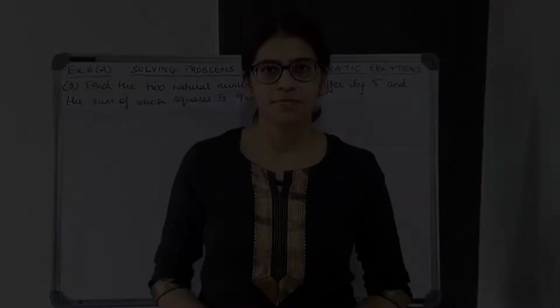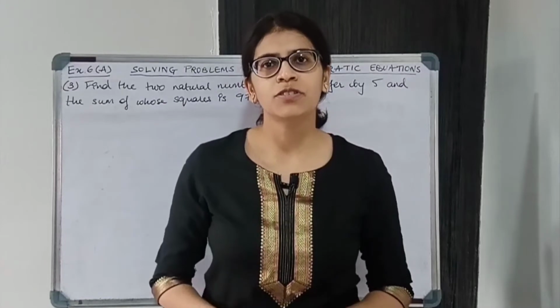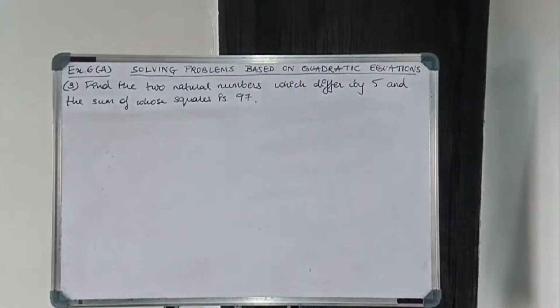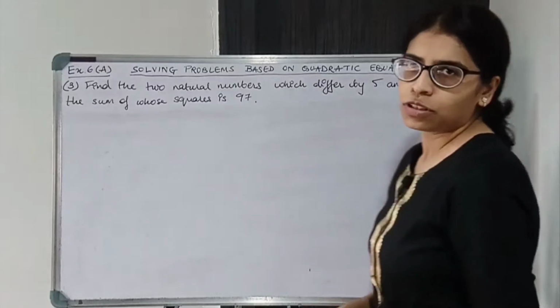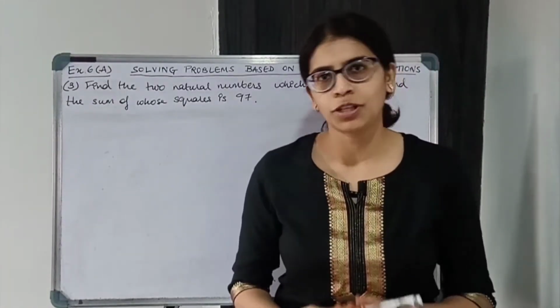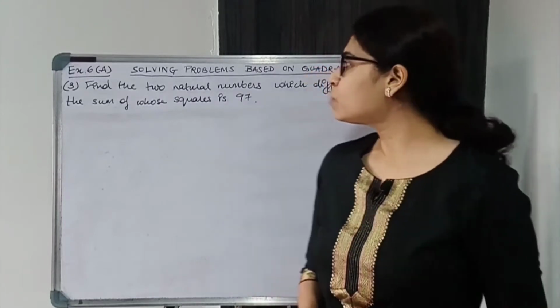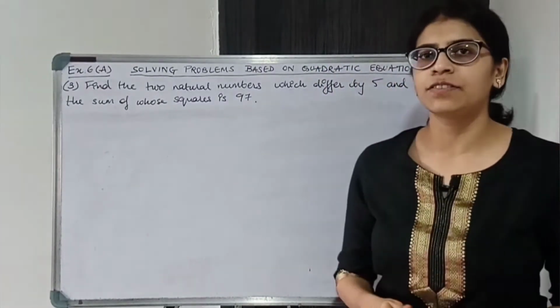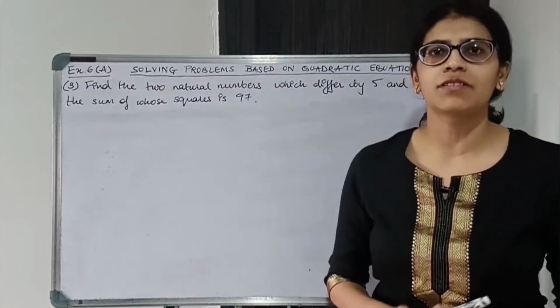All right, coming to the next question, question number 3. Find the two natural numbers which differ by 5 and the sum of whose squares is 97. Now there are two natural numbers. Natural numbers, the numbers starting from 1: 1, 2, 3, 4, 5. Now the two natural numbers which differ by 5. Here we are not given consecutive numbers. The difference between the numbers is 5.